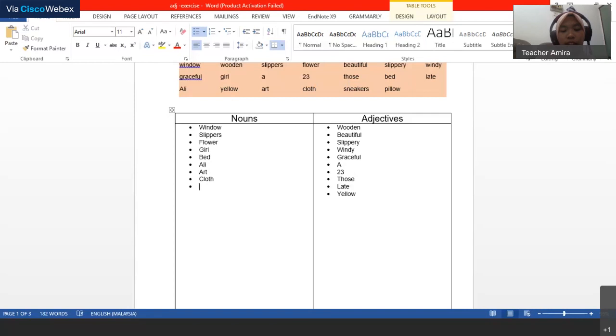Sneakers. Favorite. Not this. It is the sneakers that you wear on your feet. So what are sneakers? Sneakers are nouns. Good job, Jeremy Tan. All right, sneakers. And last but not least, pillow. Also things that you cannot get away with. It's very hard to separate from you. Yes, nouns. Good job, Jeremy.